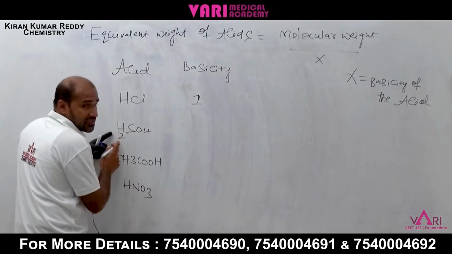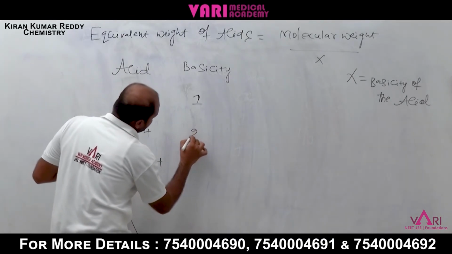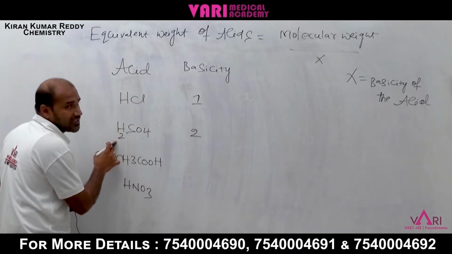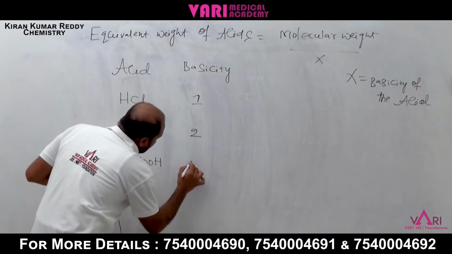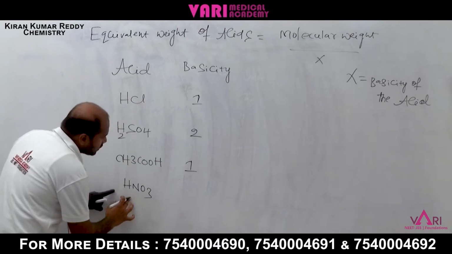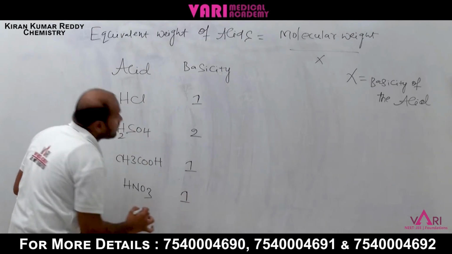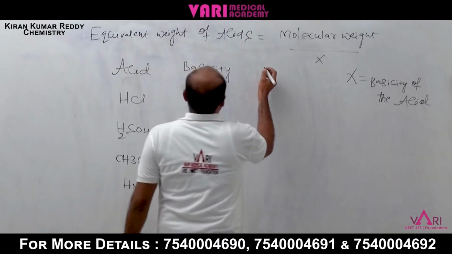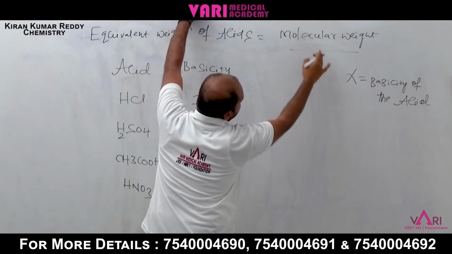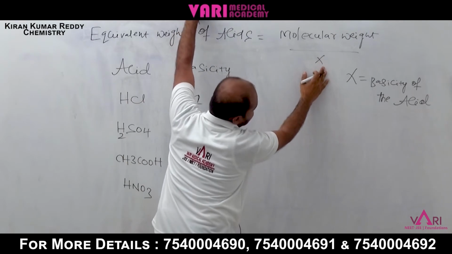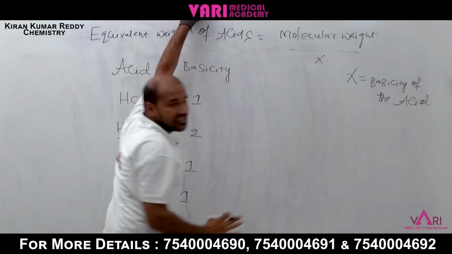For H2SO4 it is 2, because 2H plus and SO4 2 minus. Acetic acid also 1. HNO3 is 1. Now what is the formula? Equivalent weight of acid is equal to molecular weight by X. X means basicity of the acid.